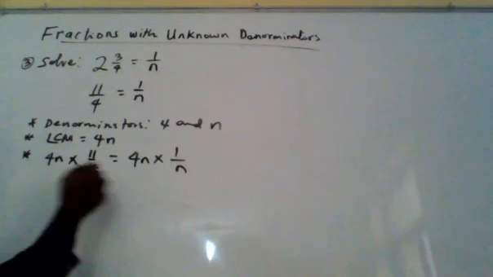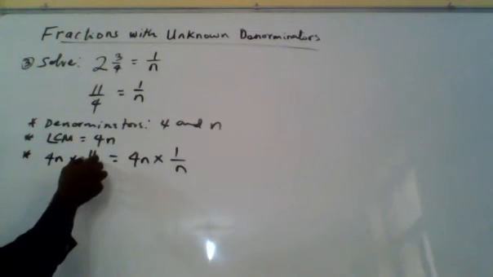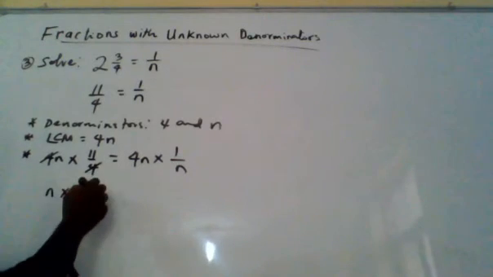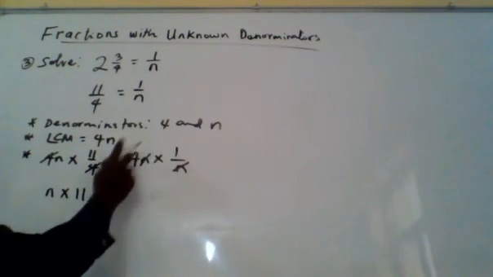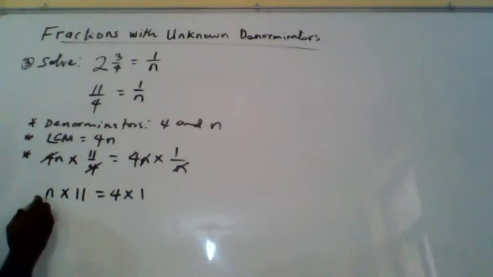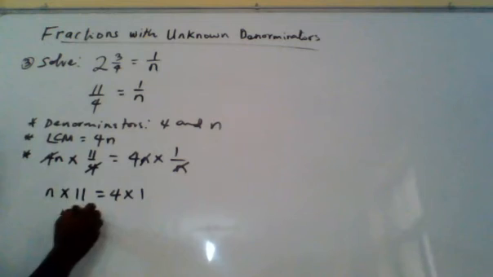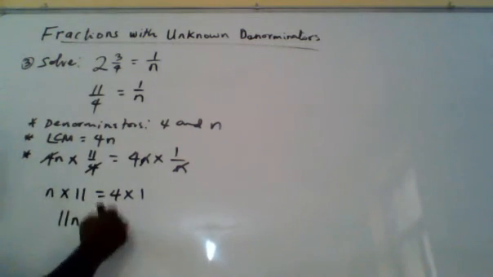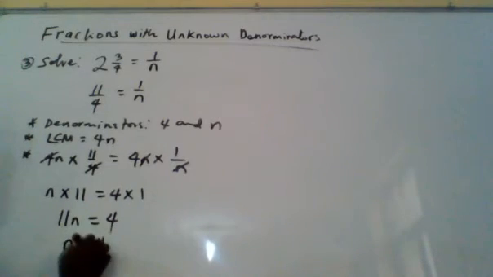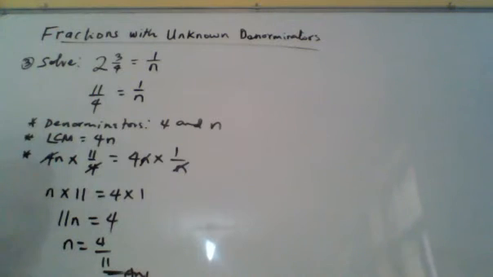Okay, so you cross out what can cancel. 4 cancels 4, you have n. That will be n times 11 equals, n cancels n, that will be 4 times 1. So we're having n times 11 to be 11n equals 4 times 1 to be 4. You can divide both sides by 11, so n equals 4 over 11. And that is your final answer. That is the answer.